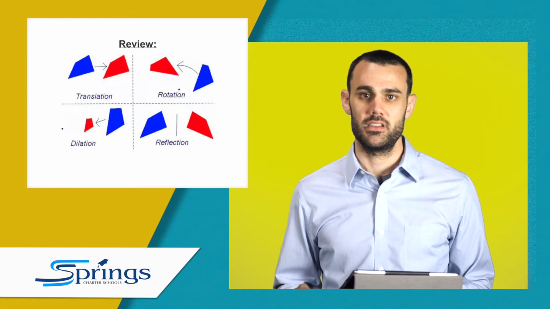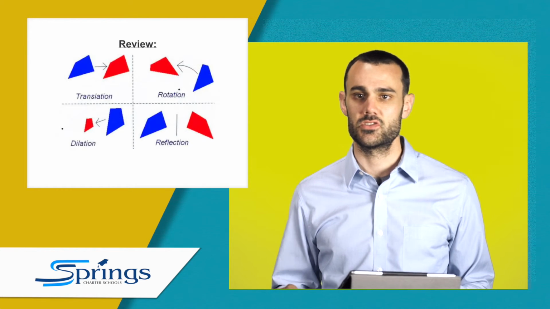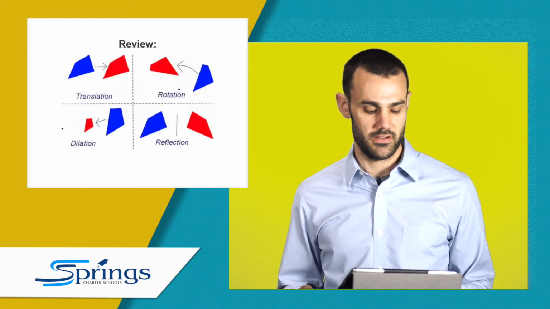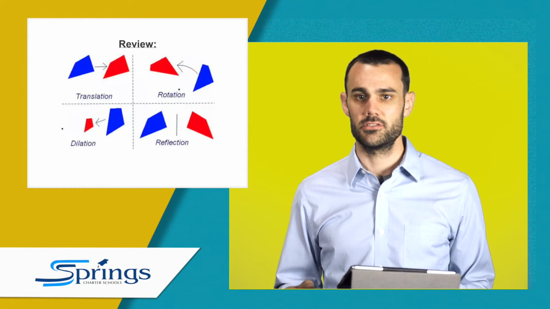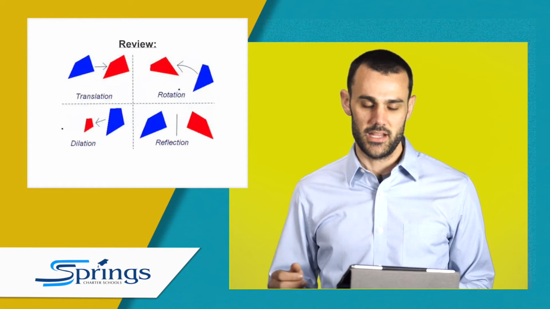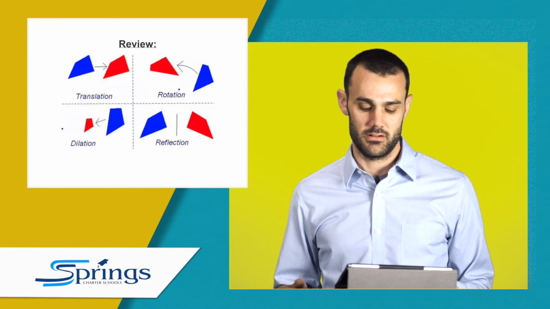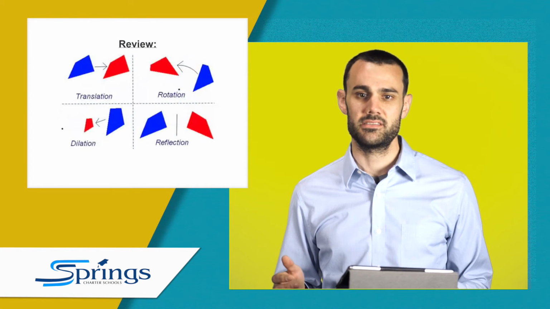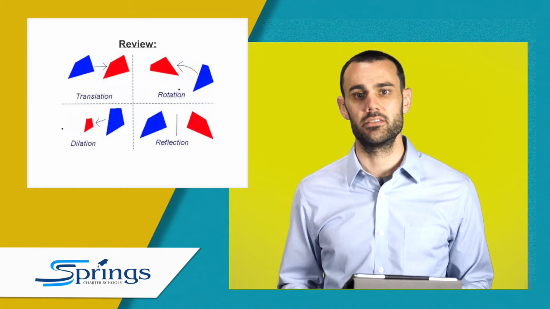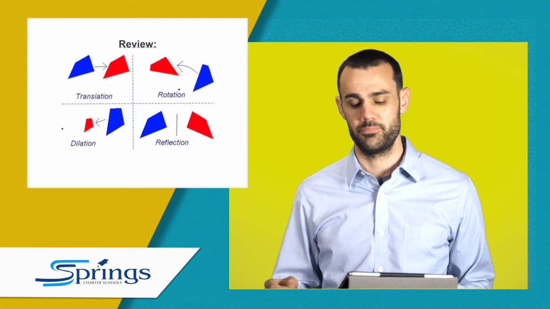A dilation is either making an image larger or smaller, and in this case of our review graphic, the red image is being made larger into the blue image. And the last we have here in the bottom right-hand corner, the reflection. Basically, you have to flip an image over a line of reflection. Remember that key vocabulary word.